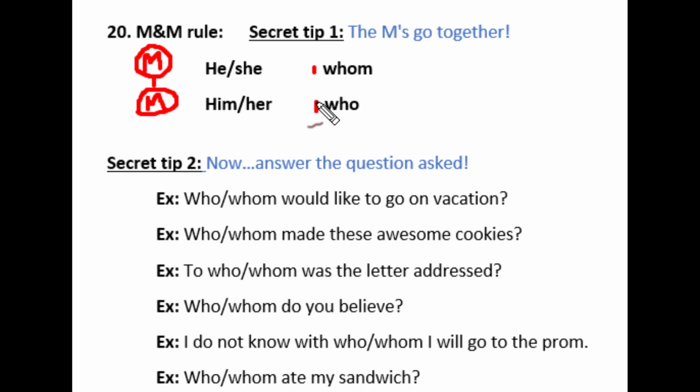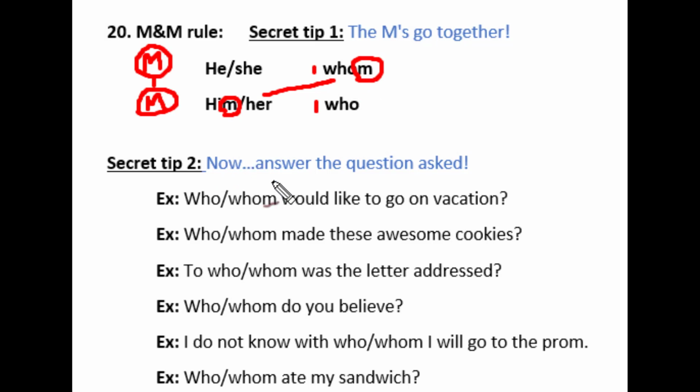So if you remember the M&M rule, the M's go together. You see that in whom we have an M, and in the word him we have an M. So M&Ms, see it? He, she will go with who, and him, her will go with whom. Secret tip number 1, kids, the M&M rule.